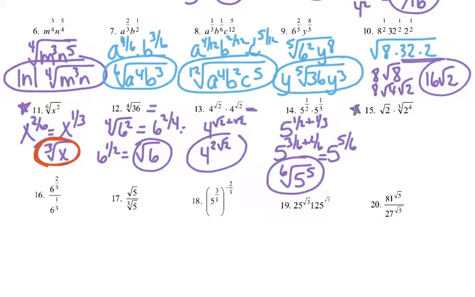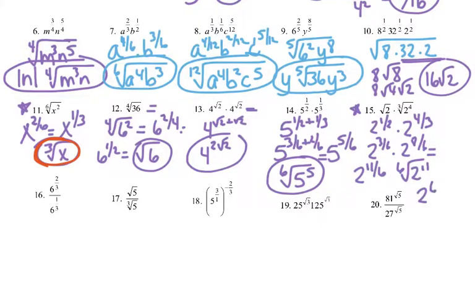Number 15, I have a hint on the homework, and the hint says rewrite using rational exponents first. Then you got to be like, oh, right, I need a common denominator. That's 8/6. Keep the base, add the powers is 11/6. 6th root of 2 to the 11th. Can I simplify that? Yes, I can. I can pull out a 2, and then the 6th root of 2 to the 5th. And you could leave it like that, or you can make it a 32.